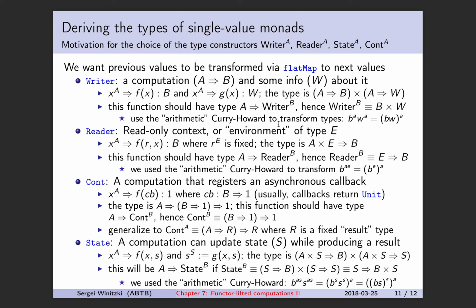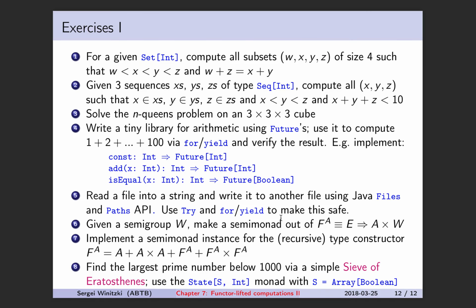So using the Curry-Howard arithmetic correspondence, I simplify and transform type expressions equivalently, and in this way I systematically derive the type constructors for these four standard monads. So in this way I show that type constructors for these monads are not arbitrarily defined and not guessed in some way, or could be guessed in different ways, but they actually must be of a certain shape. I give exercises that are similar to examples I considered.